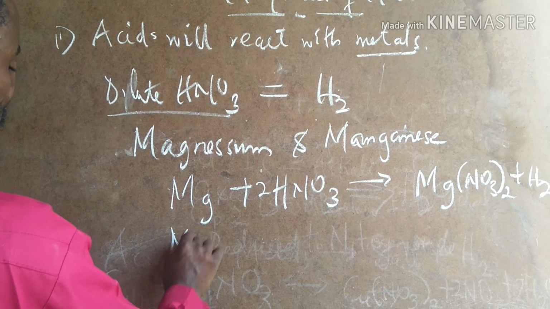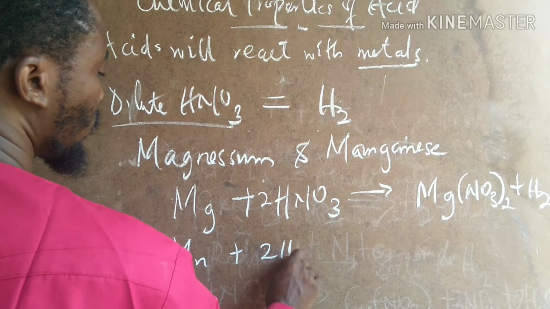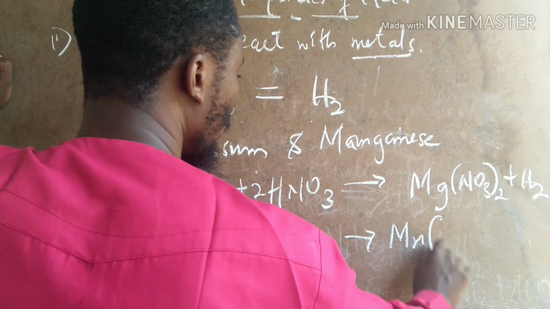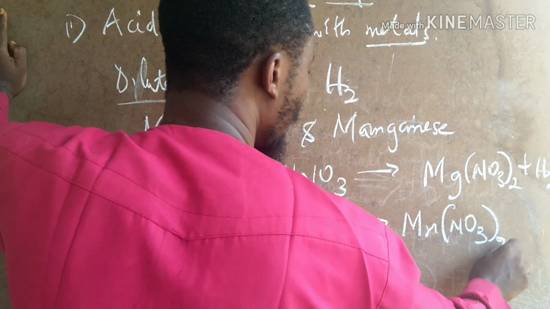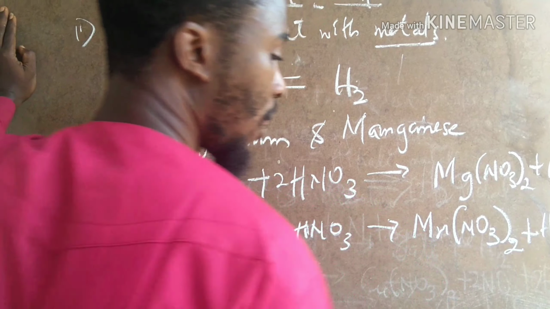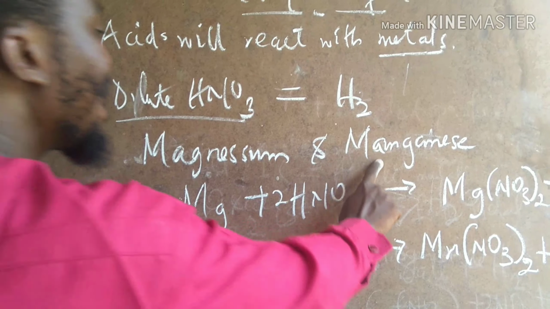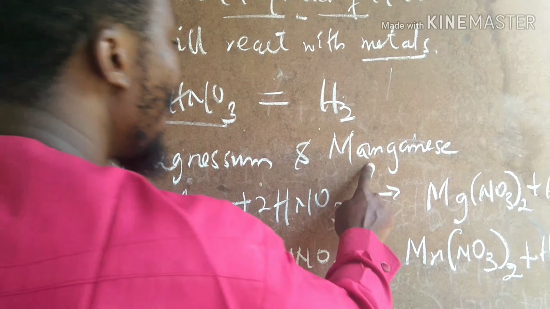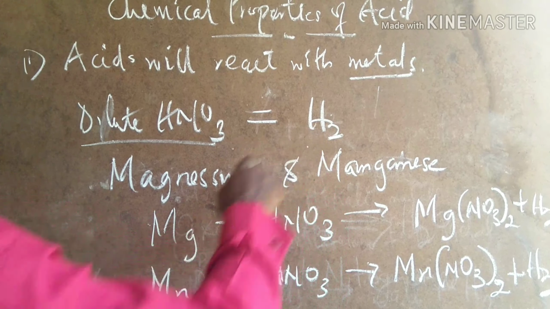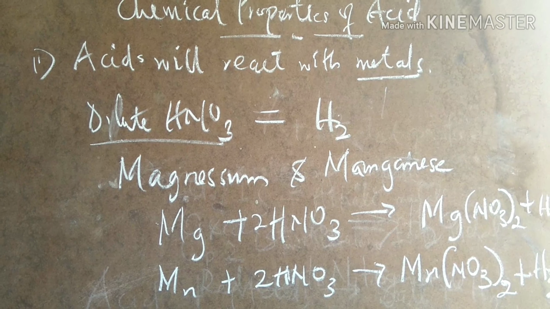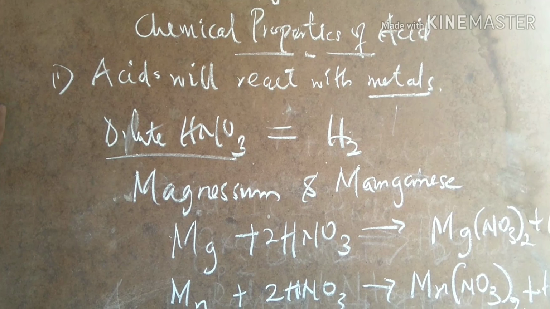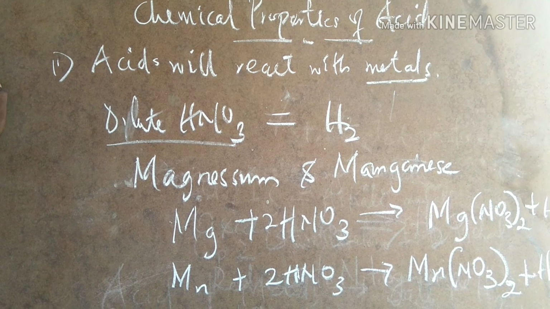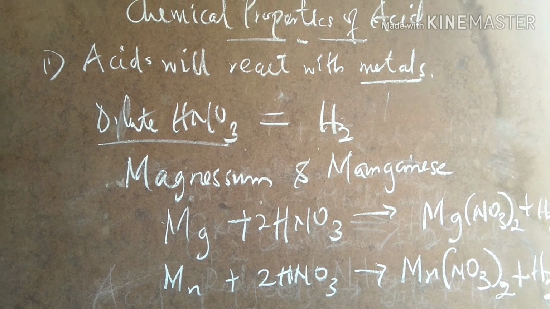So the same thing happened to manganese. When you use manganese, it will give you the same thing. Can you see that? Yeah. So magnesium and manganese, when they react with nitric acid, will liberate hydrogen gas. Take note of that also. Take note of that, that we said that nitric acid will react with metal, but instead of liberating hydrogen gas, it will liberate water. It will oxidize the hydrogen gas to water.